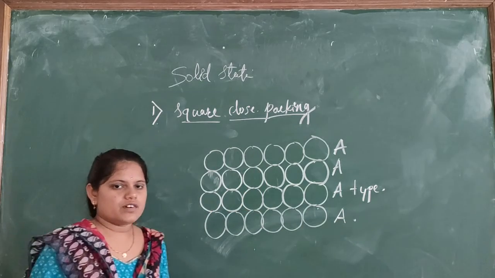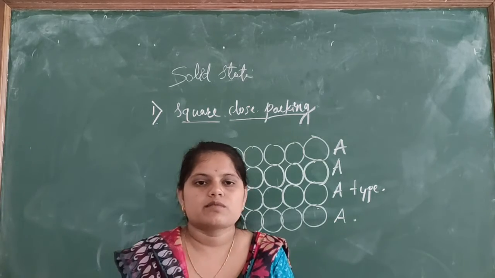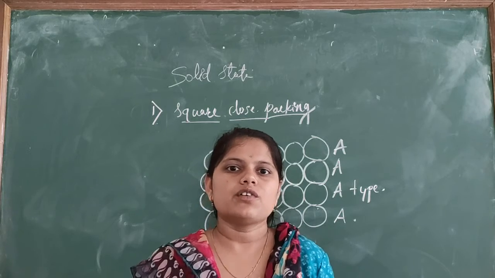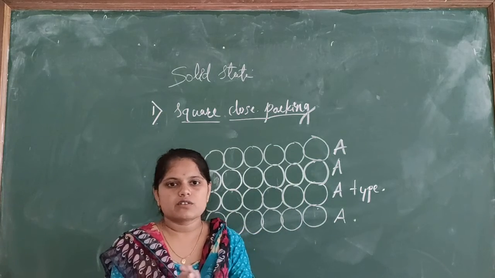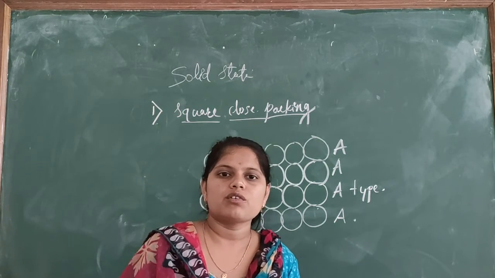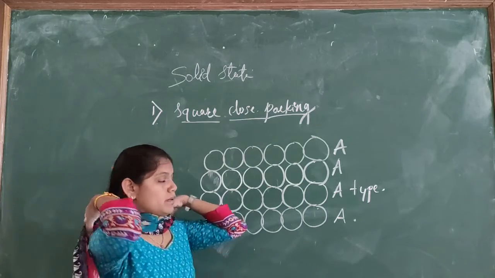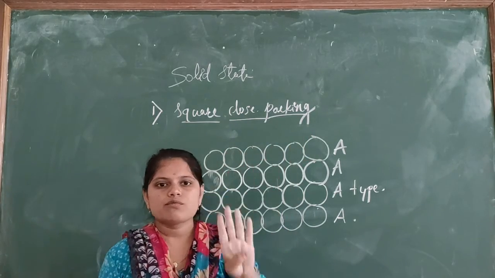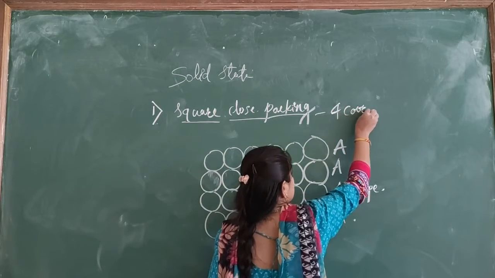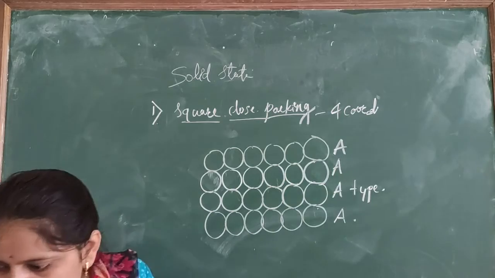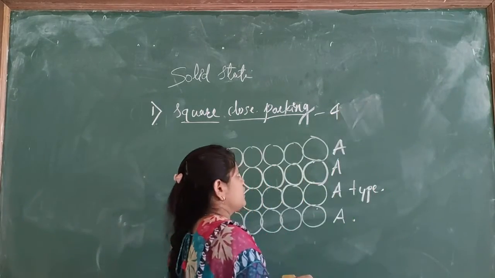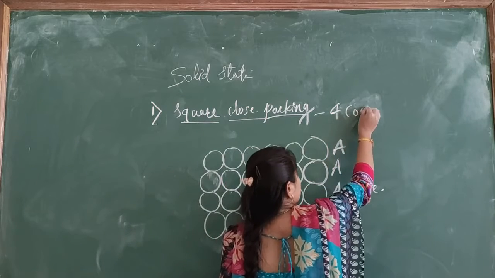Okay, so first you should remember that in square close packing, each atom will remain in contact with 4 neighboring atoms. We call it square close packing. If it contains 4 neighboring atoms, it has 4 as the coordination number. So you should remember that in square close packing we have 4 as the coordination number.